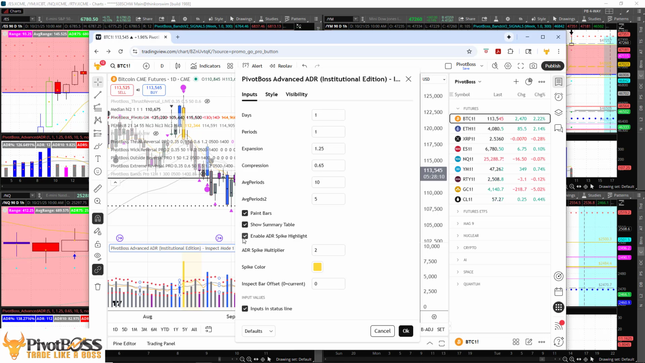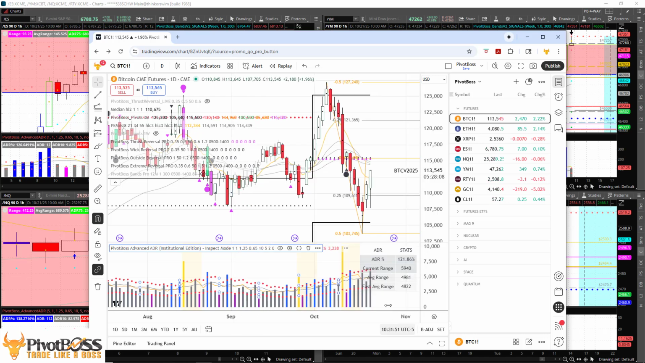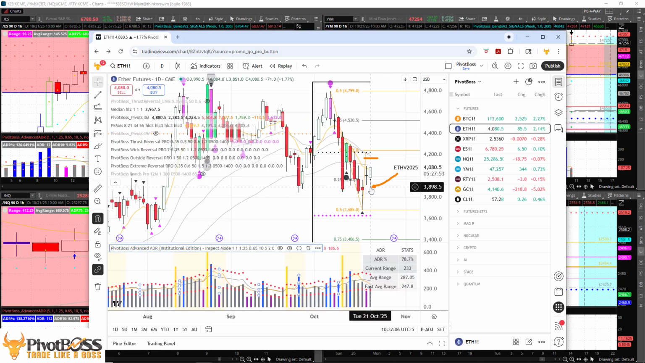Here, let's take off the paint bars. You can really see that day right there picking up for Bitcoin as we head to that 490 target, 115,490. We also have ETH working its way, failed new low right here with a great rotation up.